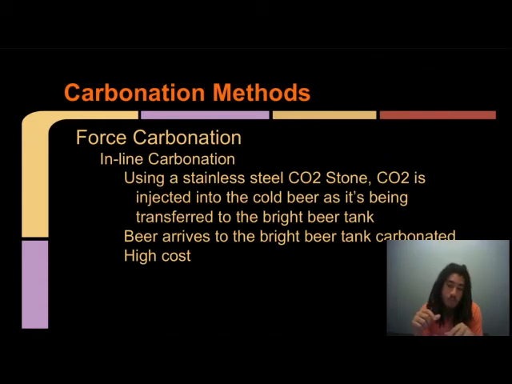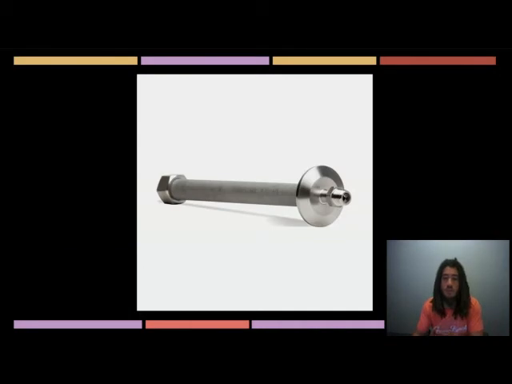So by the time they're ready to transfer to the bright tank, the beer's partially carbonated. And then inline, they just put in a CO2 stone and inject CO2 into the liquid as it's going to the bright tank, and it's carbonated by the time it gets there. It's pretty wild. This is what a CO2 stone looks like.